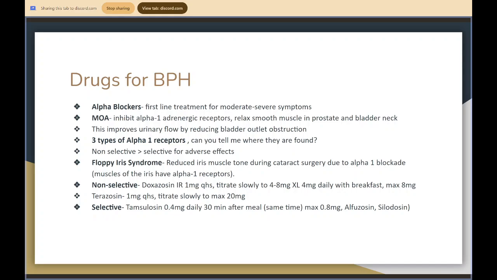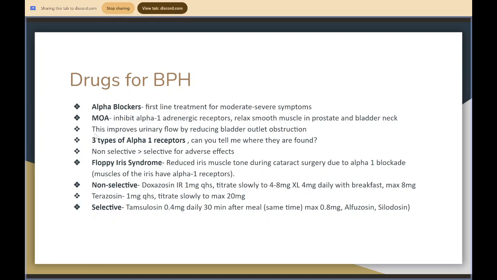I'm seeing heart, I'm seeing arteries. That is correct. In addition, smooth muscle of blood vessels. Very, very good. Keep those answers coming as well. So let's talk non-selective.